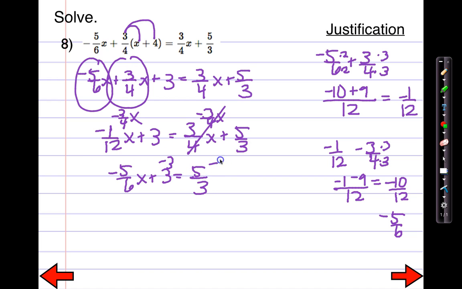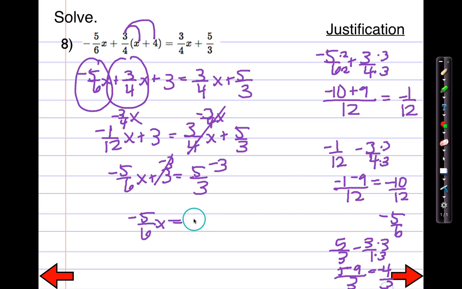We're going to go ahead and subtract our constant over, leaving us with 5/6 x equals, let's go ahead and do some side work here. 3 is my lowest common multiple. I'm going to multiply by 3, minus 9, so I'm left with -4/3.